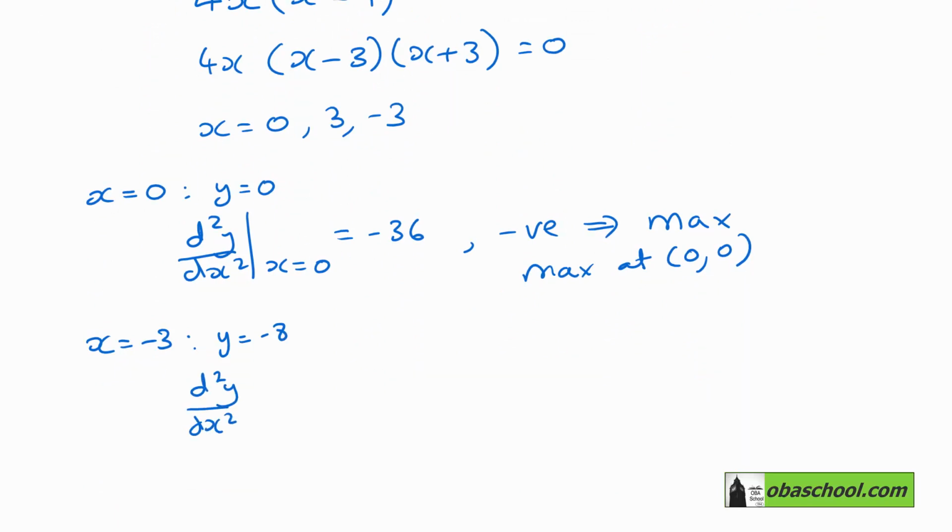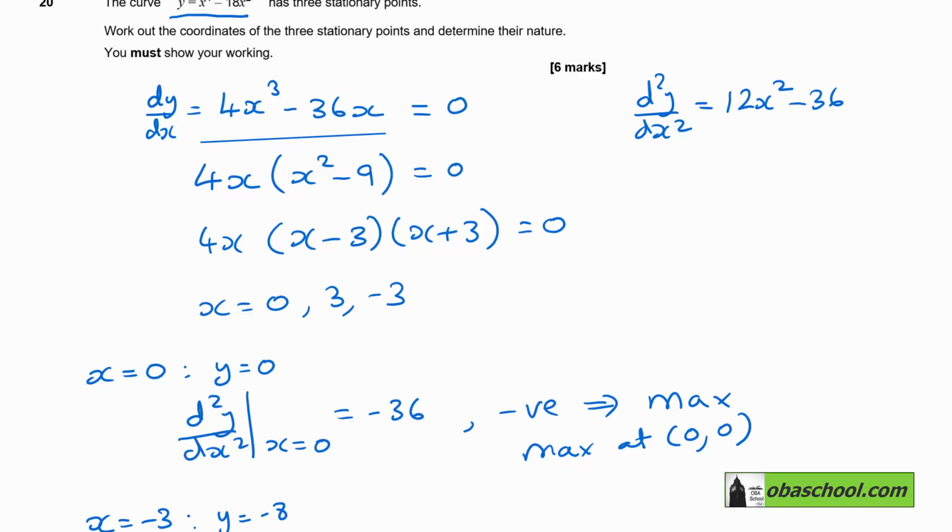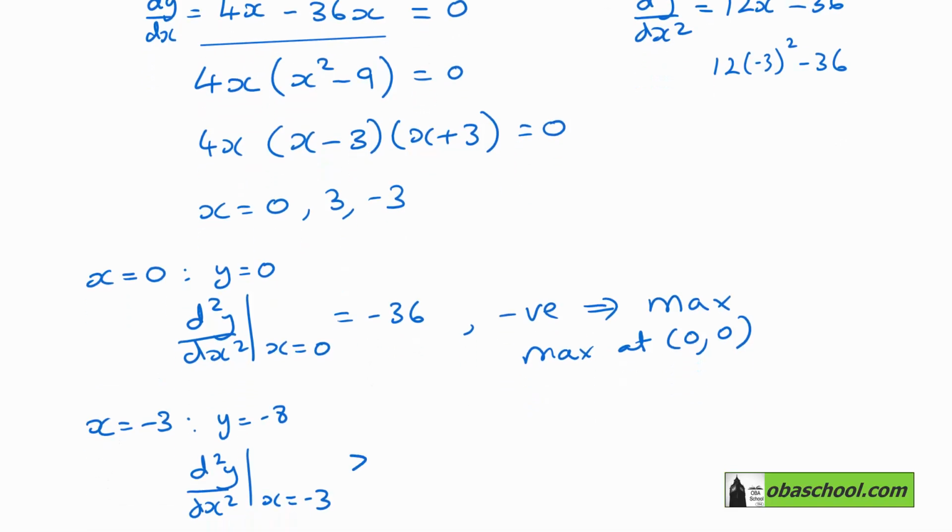d2y dx squared when x is negative 3. Well, let's have a look at that. So that's going to be 12 times negative 3 squared take away 36. So 12 times 9 take away 36 is definitely positive. We don't actually need to know the value. We just need to know it's positive. And the positive implies a minimum. So we have a minimum at negative 3, negative 81. I missed the 1 off of that just there.